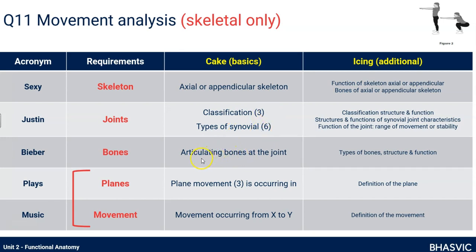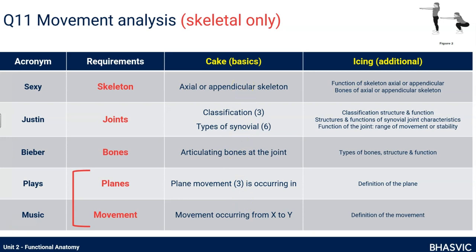You've got to be able to name the bones that articulate at the joint, i.e. what bones make up the joint. And you've got to be able to state what plane the movement is occurring in. So remember, we're doing the downward squat action. So what plane is that squat action happening in? And that is the absolute minimum you've got to be able to state for each of those 3 joints.